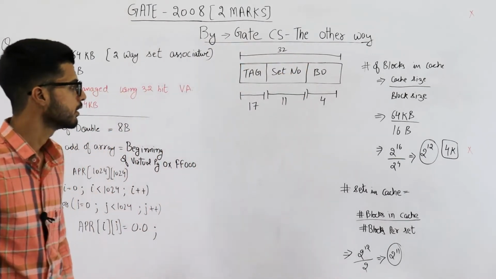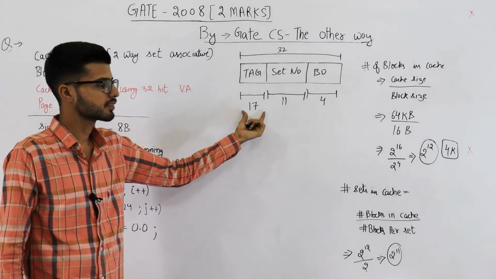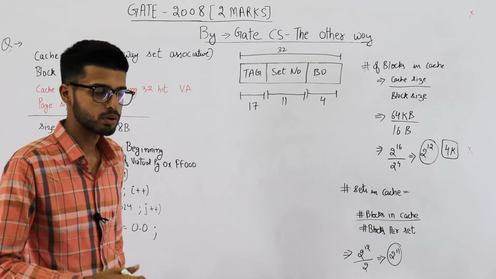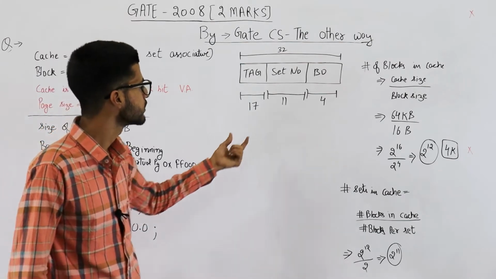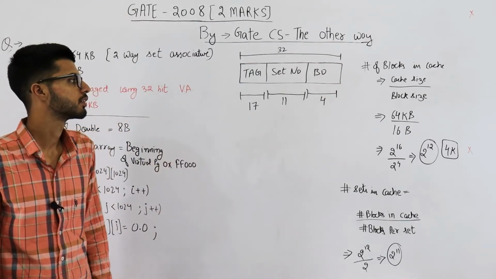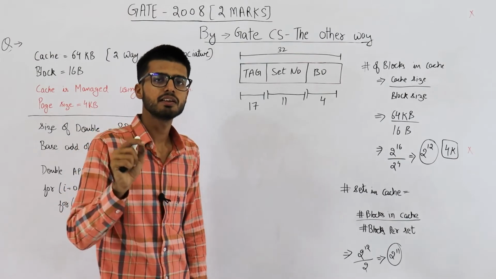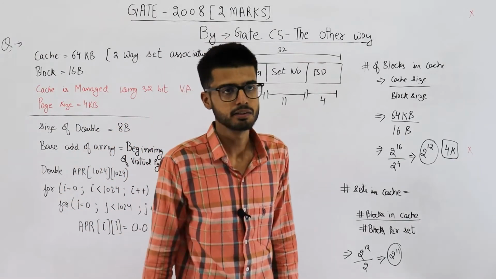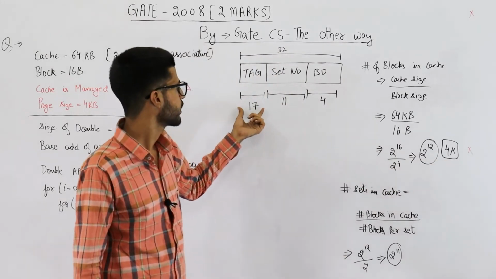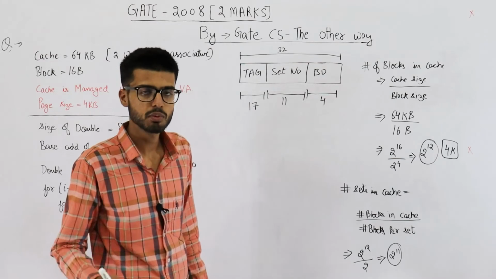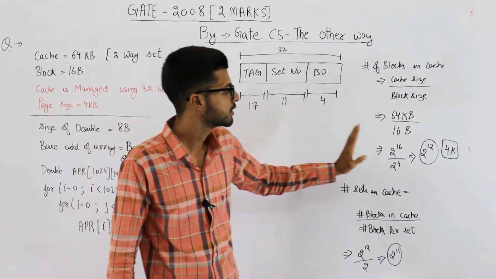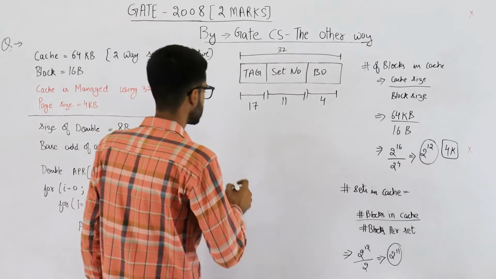Now, because the tag is 17 bits, the tag directory size, that means the total size of tags, will be 17 into the number of tags. Size of one tag into the total number of tags. Also, you know that with each and every cache block, we have one tag. Cache blocks are 4k in number. The size of one tag is 17 bits. What will be the size of all the tags? That will be 17 times 4k. So the tag directory size.